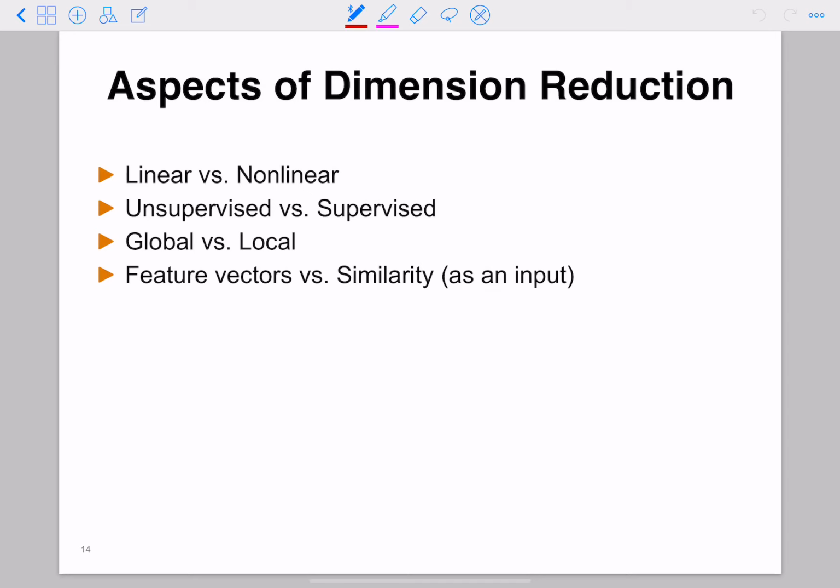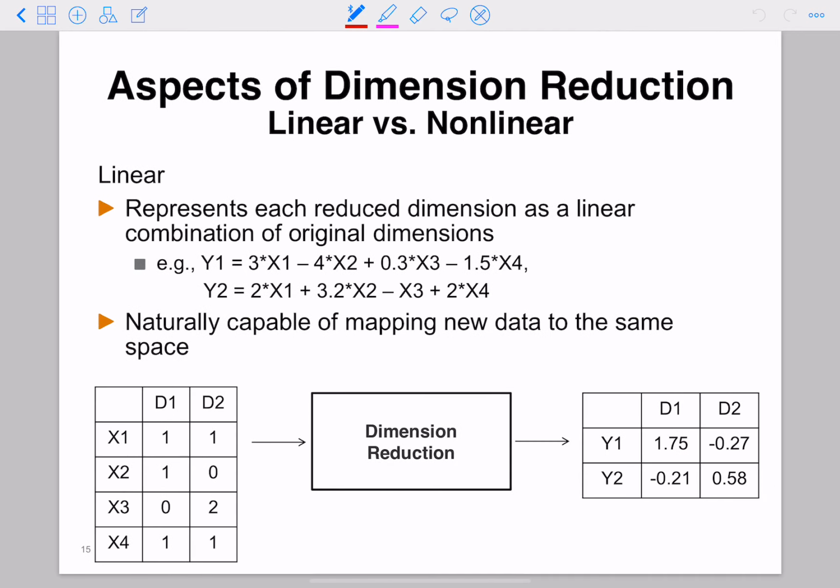There are tons of different feature extraction or dimension reduction methods, and they have different characteristics. But there are 4 different axes or perspectives that we can use to categorize a particular dimension reduction method: whether it is linear or nonlinear, unsupervised or supervised, global or local, and whether it takes feature vectors or similarity as an input to run the dimension reduction method.